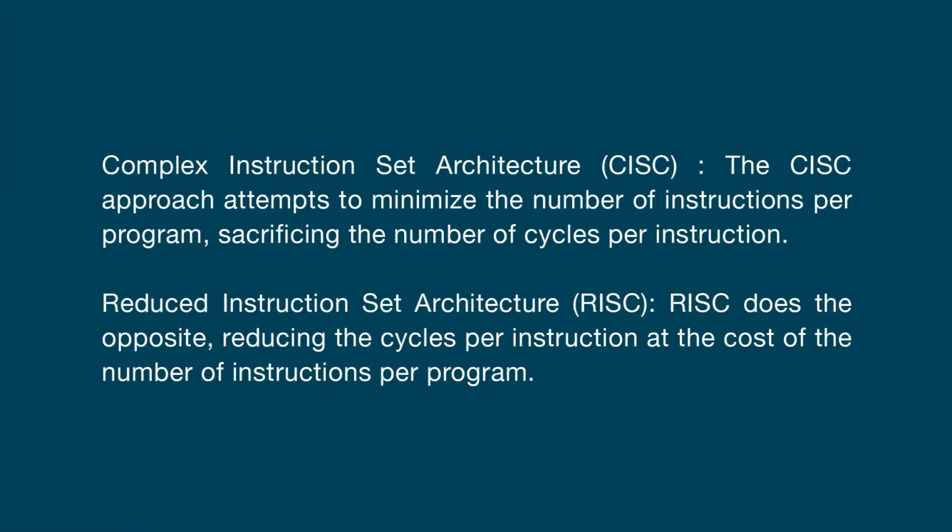There are two prevalent instruction set architectures. Complex instruction set architecture (CISC). The CISC approach attempts to minimize the number of instructions per program, sacrificing the number of cycles per instruction. The other is reduced instruction set architecture (RISC). RISC does the opposite, reducing the cycles per instruction at the cost of the number of instructions per program.